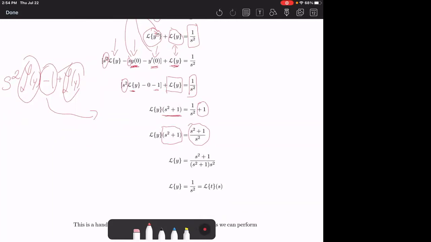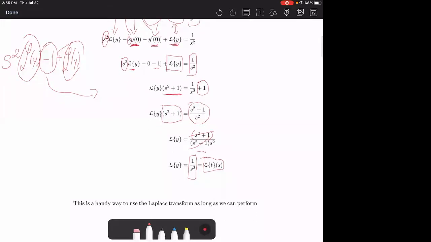When we divide both sides by s squared plus 1, we have a common term that will cancel out, and we're left with 1 over s squared, which is a function that we know the Laplacian of, or actually the inverse Laplacian of. It's t. We know that if you take the Laplacian of t, you get 1 over s squared. So moving backwards is the same thing.